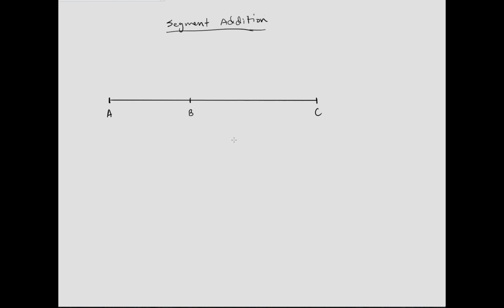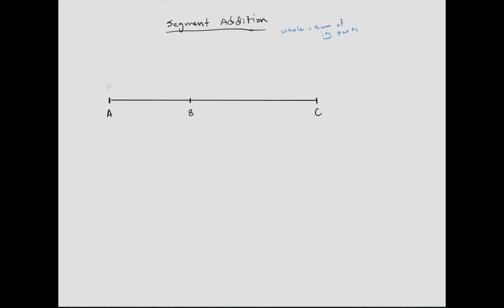So now we'll talk about segment addition, which is a more specific name for what I was talking about earlier, and that's that the whole thing is just always equal to the sum of its parts. And that has to be all of its parts, of course. So what would that mean here?